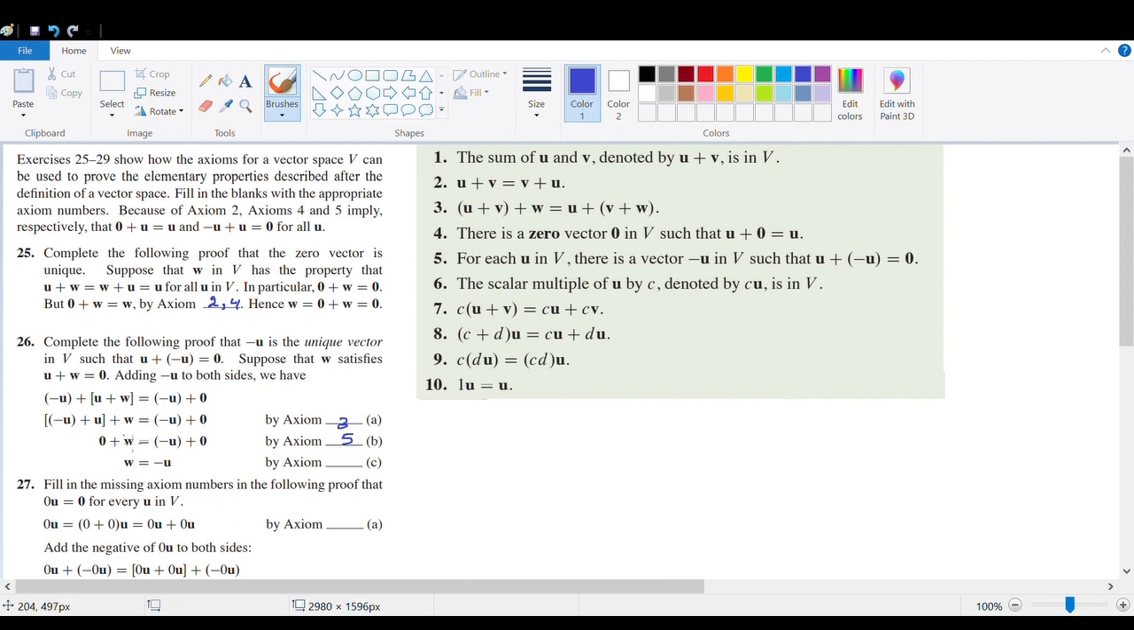So 0 plus W is equal to W, minus U plus 0 is equal to minus U. So this one is by using axiom number 4. There is a 0 vector in V such that U plus 0 is equal to U. So this one is 4.